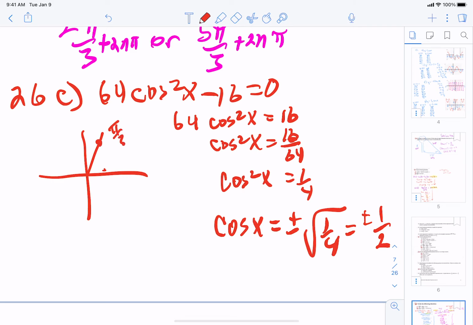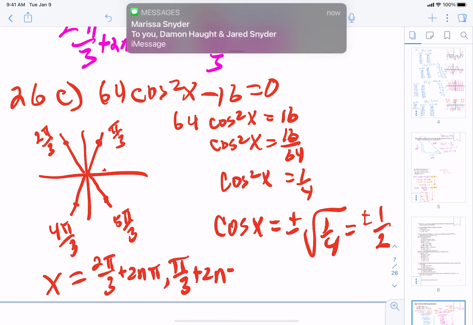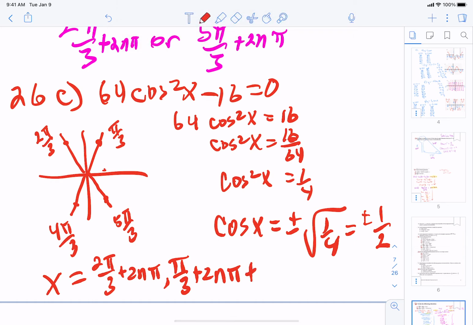So pi over 3, 2 pi over 3, 4 pi over 3, and 5 pi over 3. So those are our answers. Put the plus 2n pi. So our answer would be 2 pi over 3 plus 2n pi. Oh, I'm sorry, I skipped the first one. Pi over 3 plus 2n pi, in any order. 4 pi over 3 plus 2n pi. And finally, 5 pi over 3 plus 2n pi.